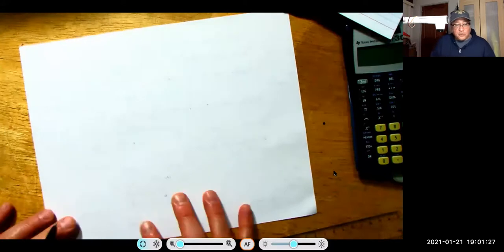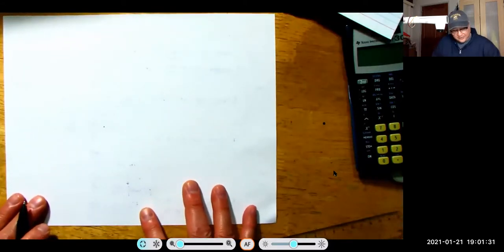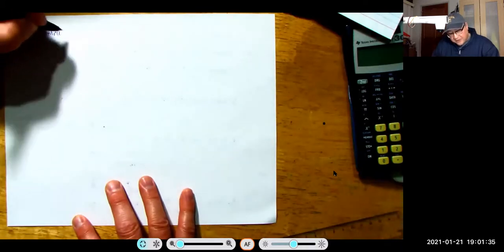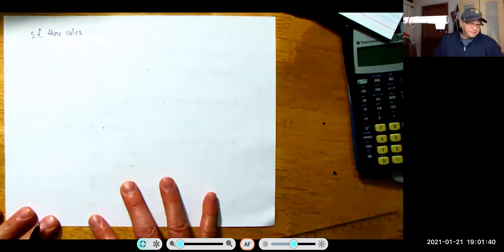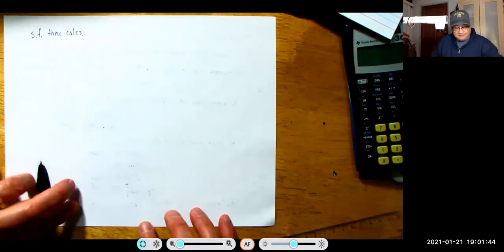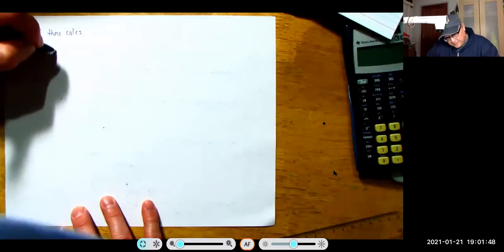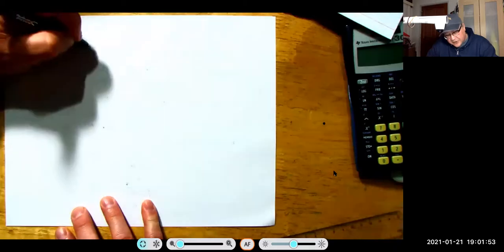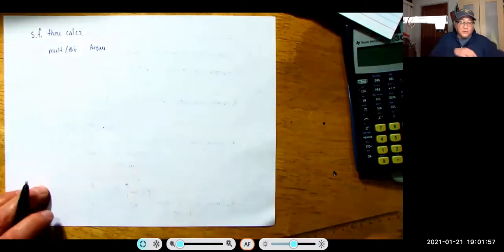Now I need to show you the rules for carrying significant figures through calculations. So sig figs through calcs. We have 2 rules. One rule is for when you have multiplication and division. And here the answer has the same number of significant figures as the beginning number with the fewest.